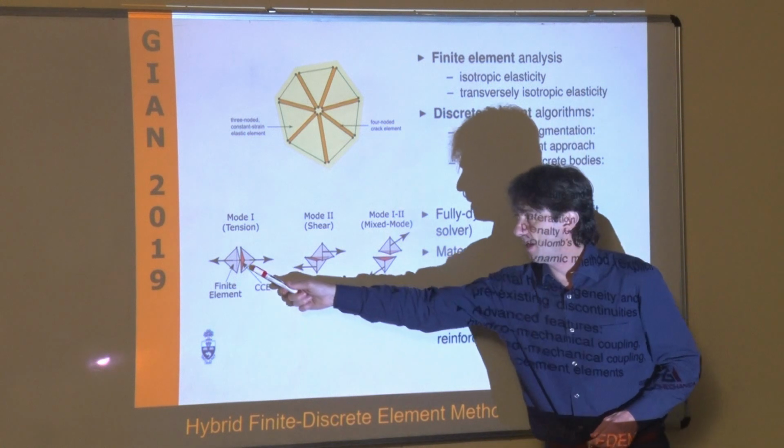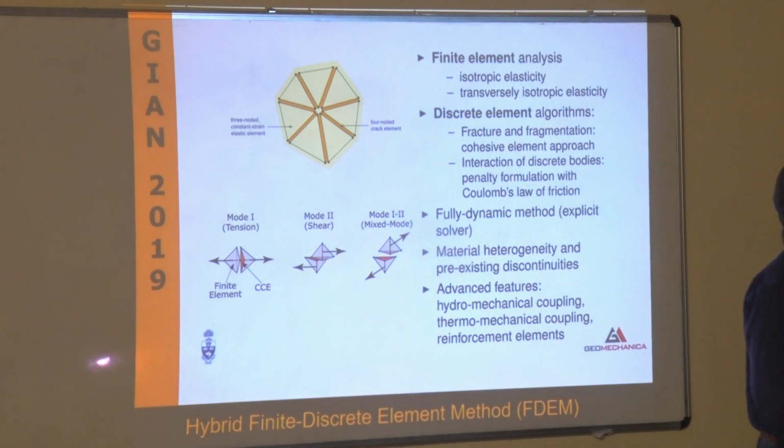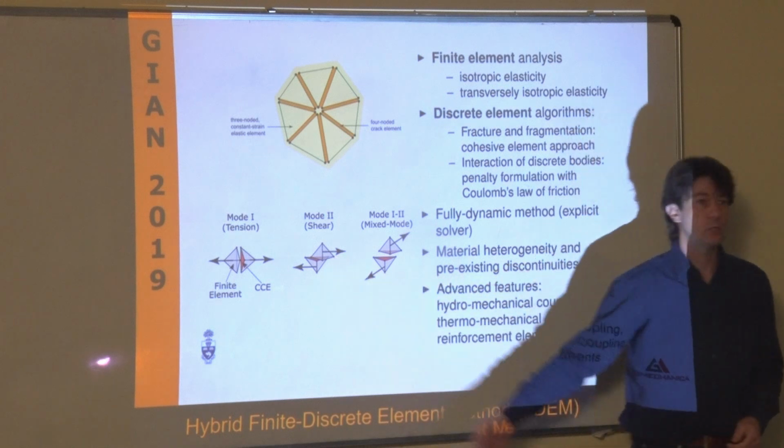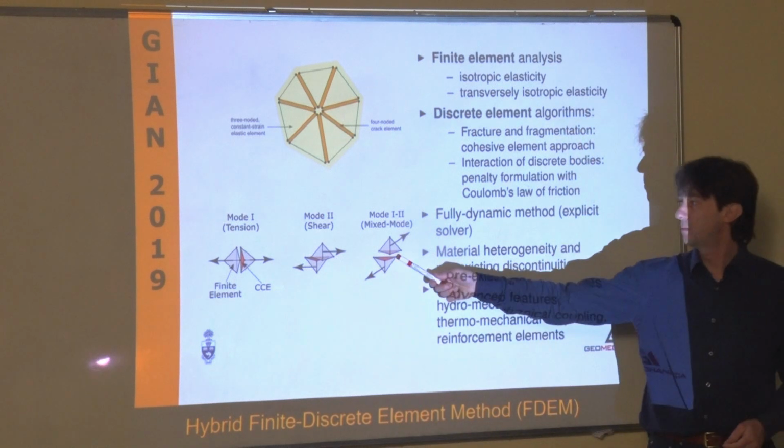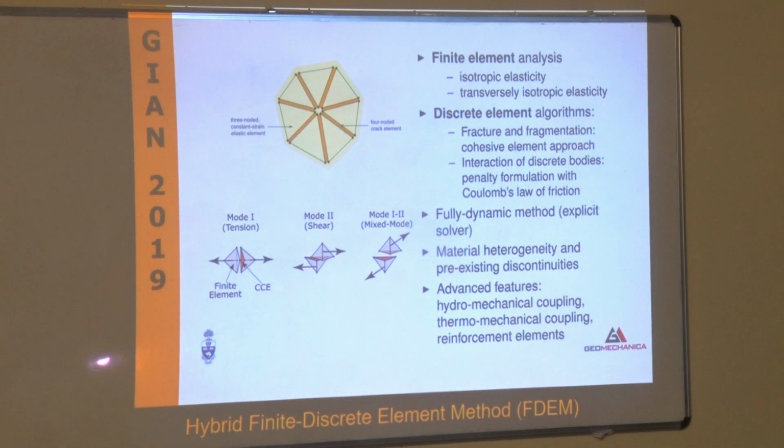How can the glue fail? It can fail in mode 1, tension, in mode 2, shear, and in any way that could be a combination of the two. So it can fail in tension, mode 1, in shear, or in a way where you have a tensile component and a shear component.